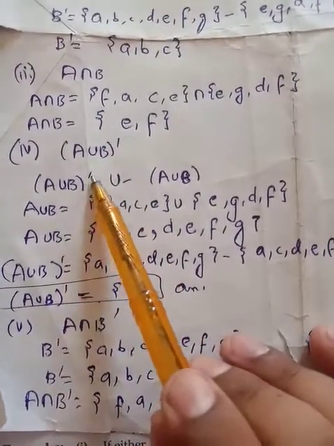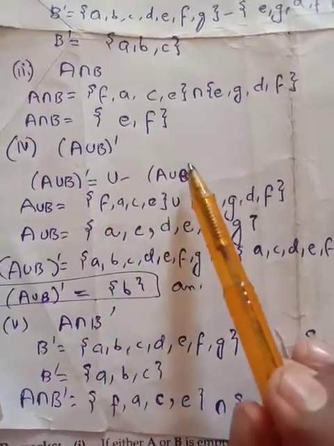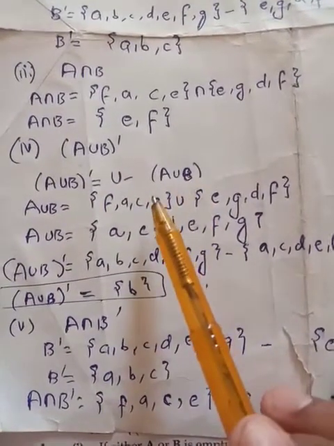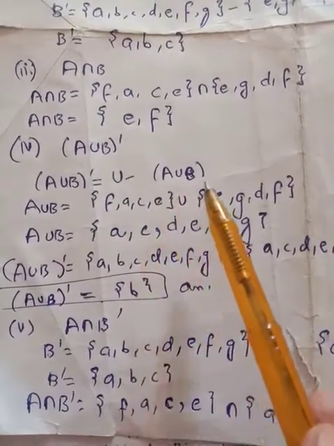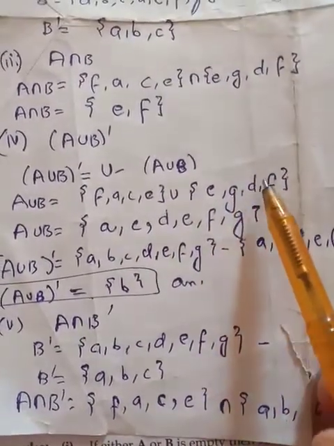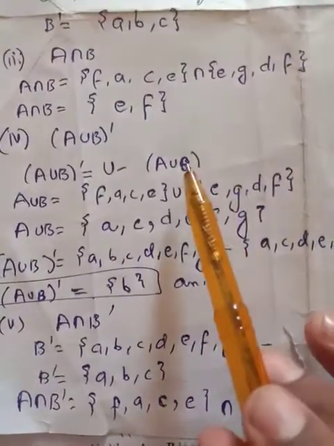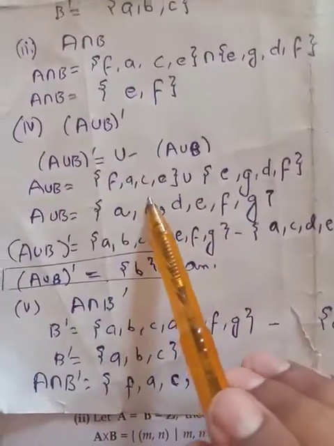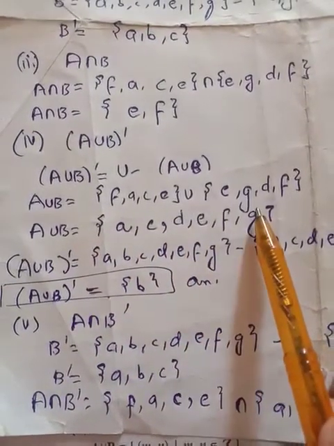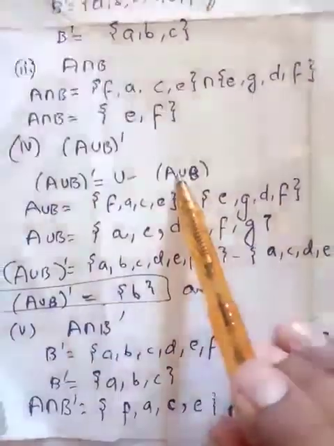Now coming to question 4, which is A union B complement. A union B complement means U minus (A union B). First we will find A union B. The elements of A are F, A, C, E and the elements of B are E, G, D, F. We will find the union. In union we write the elements in series. So our answer for A union B will be A, C, D, E, F, G. This is our answer for A union B.